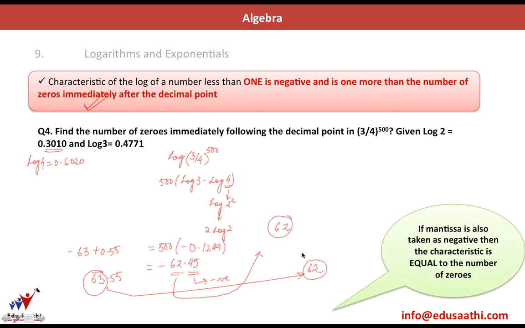So there are two ways in which you can go about solving this question. One being, if you take the mantissa to be negative, then the characteristic is equal to the number of zeros, and if you take the mantissa to be positive, then the characteristic has to be decreased by 1 to get the number of zeros immediately after the decimal point.